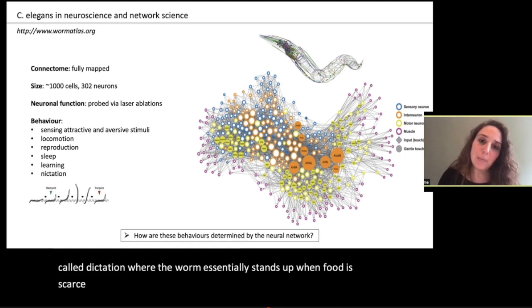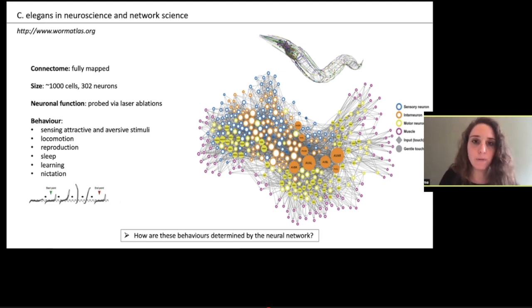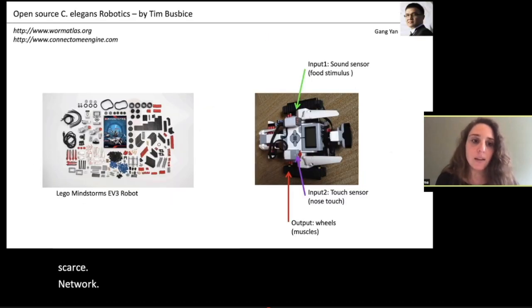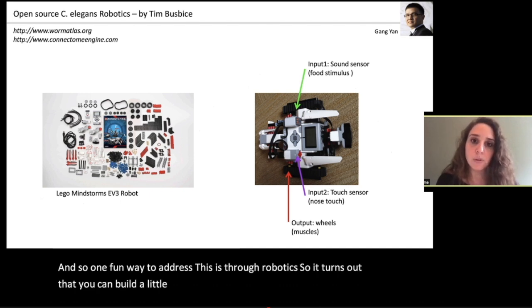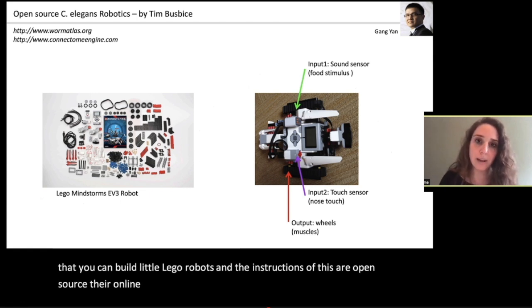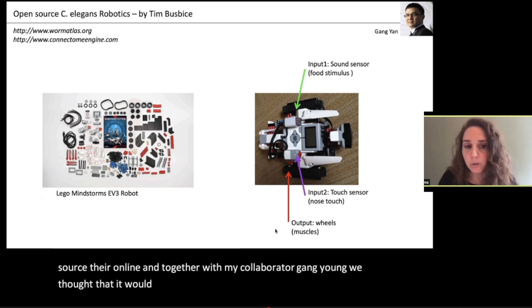An important question is how all of these behaviors are determined by the neural network. And so one fun way to address this is through robotics. So it turns out that you can build a little Lego C. elegans robot, and the instructions are open source, they're online. And together with my collaborator Danielle, we thought that it would be fun to try it out. So here's what you do. You build the robot and you attach two sensors.